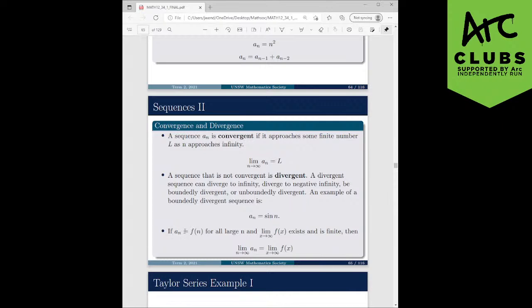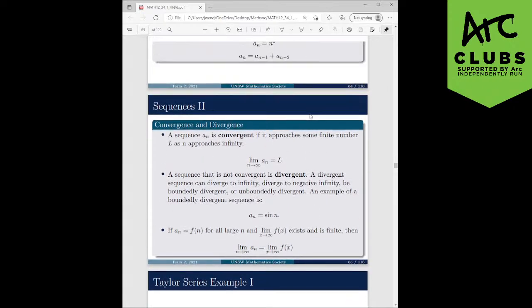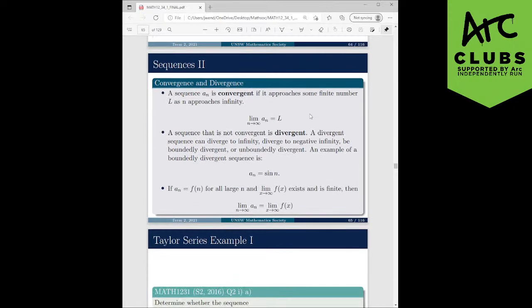And if your sequence is dictated by a function, so we previously had a_n equals n squared, so f of n would just be n squared in that scenario. If your a_n equals the same function for all large n, and the limit of this function as it goes to infinity exists and is finite, so basically it's not infinite, then the limit of your sequence as n goes to infinity is equal to that same limit of the function. Yeah, that one, I hope you'll just accept that in your soul.